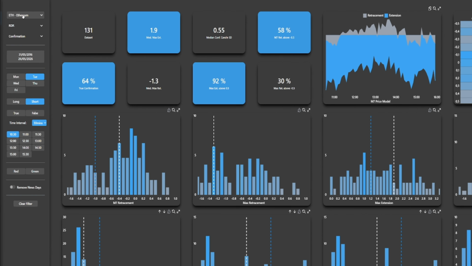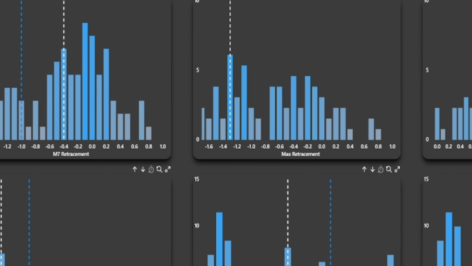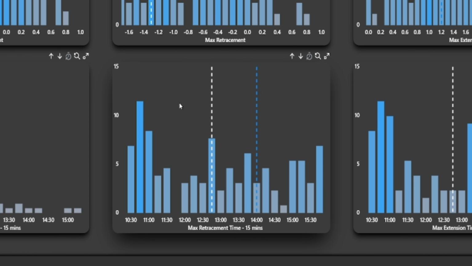We switch to the database: Ethereum, regular DR session, Tuesday. Short confirmation in the first 30 minutes. The first number we see, DR true percentage at 64%. Lower than last episode, but stay with me, because this is where it gets interesting. Let's focus on maximum retracement time. Same concept as episode 14. If you're feeling lost, go back and rewatch. What does the data show?